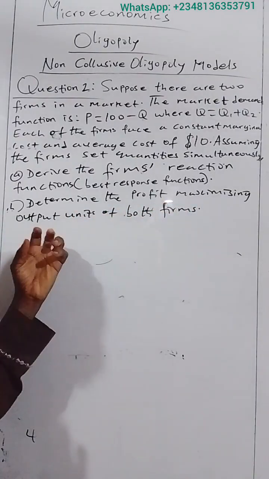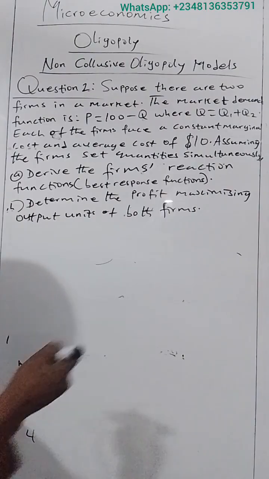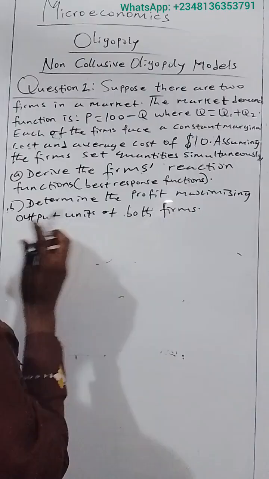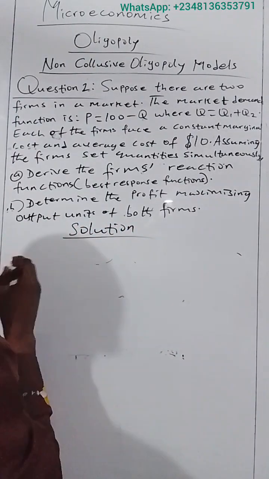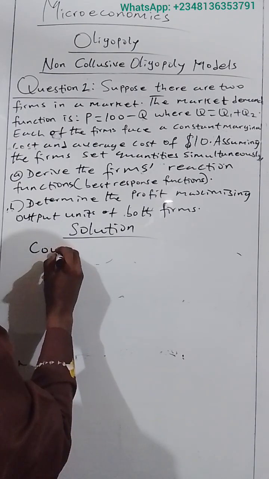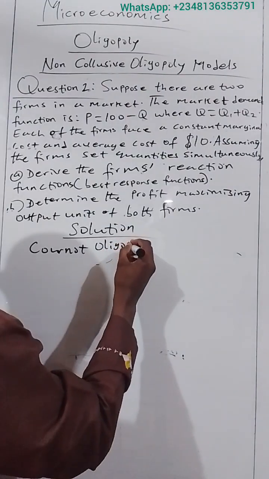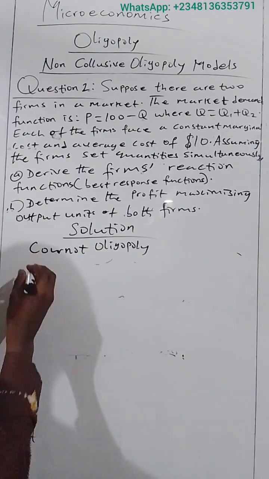(b) Determine the profit maximizing output of both firms. So if you look at this, you have to pay attention to the assumption. It says, assuming the firms set quantities simultaneously. So that shows that we are dealing with a Cournot equilibrium, what we call a Cournot oligopoly, where quantities are determined simultaneously by the firms in the market. So let's see what's going to happen.